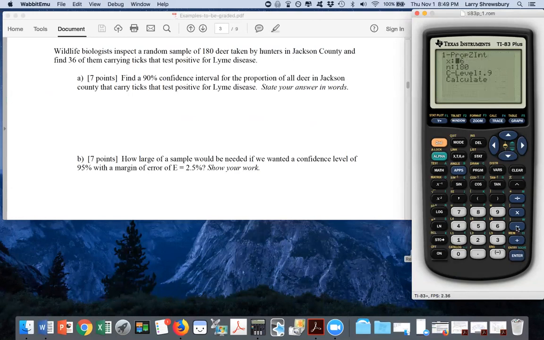Now, sometimes I get this. A student comes up to me and says, Larry, my calculator isn't working for some reason. And I look at what they did and I see this. And I say, oh, so it's your calculator that's not working, huh? I don't know. Maybe it's user error. Because you can see that's not going to work, is it? Your count can't be bigger than your sample size. And so it's going to give you an error.